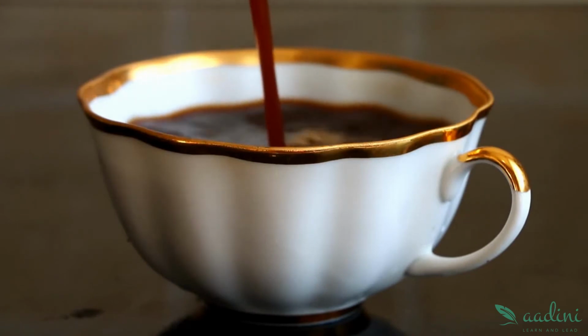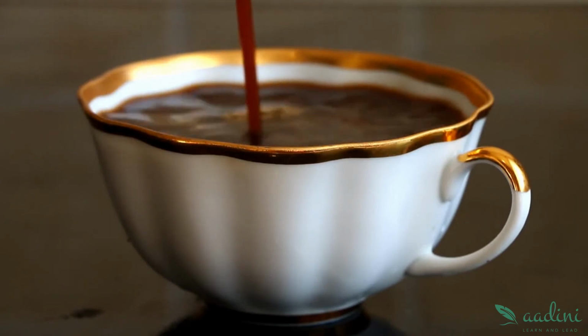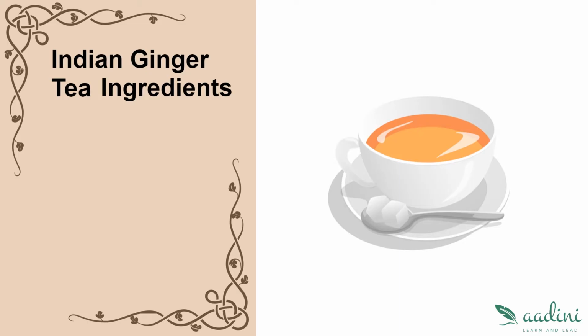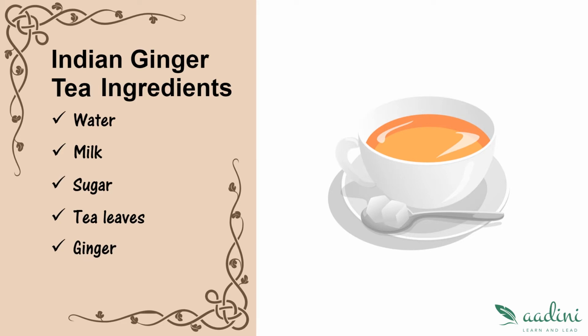I believe most of us like to kickstart our mornings with a cup of tea, isn't it? So let's take the example of Indian tea and analyze how to prepare it through the supply chain perspective. Let us suppose that you like ginger tea, and in order to make a cup of Indian ginger tea, you are going to need the following ingredients. You'll need water, milk, sugar, tea leaves, and some ginger.